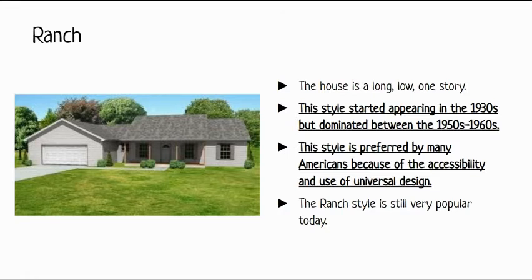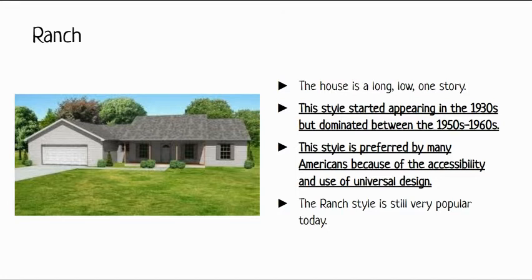This style started appearing in the 1930s, but it really dominated between the 50s and the 60s. It's preferred by many Americans because of the accessibility and the use of universal design. So anybody in this house, if they had physical handicaps or anything like that, would do really great in a house like this. There's typically no stairs, as long as the basement's not there. They can access the house. It's a pretty open floor plan as well, so you can get throughout the house and it's not really an issue.